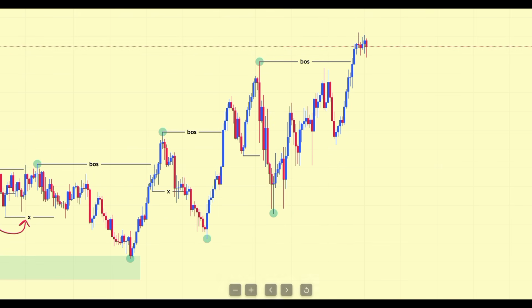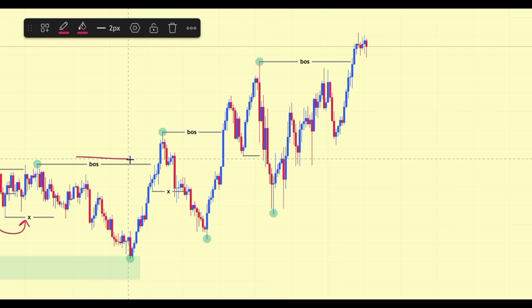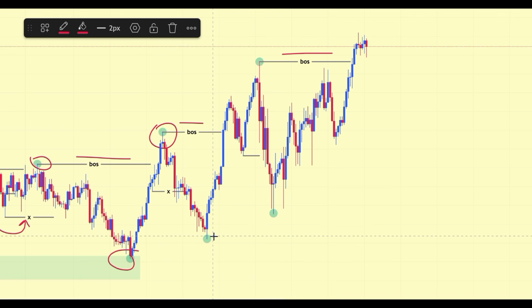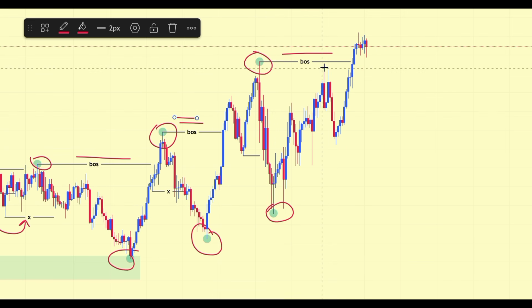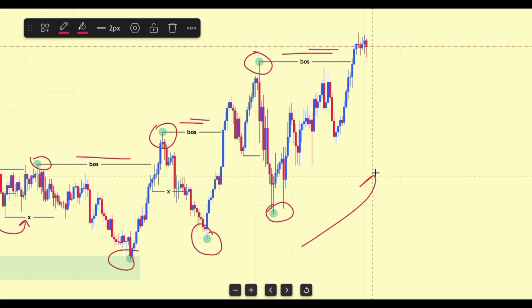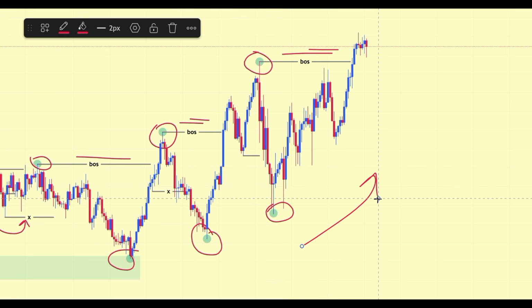And yeah, by the way, you can clearly see that we are printing consecutive break of structures. So these consecutive bullish break of structures indicate that the market is uptrending, that we are in an uptrend. Price is printing higher highs and higher lows. You can clearly see this here is a higher high, this one here is a higher low. This one here is a higher high, this one here is a higher low. So the printing of the higher highs and higher lows and the consecutive bullish break of structure events are the things that indicate that we are uptrending or the market is bullish.